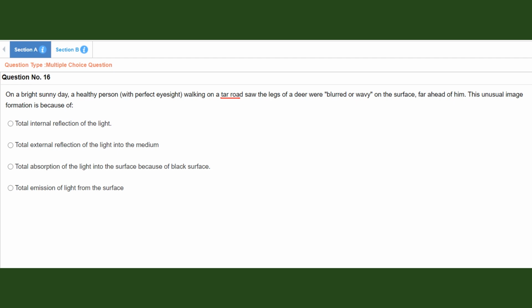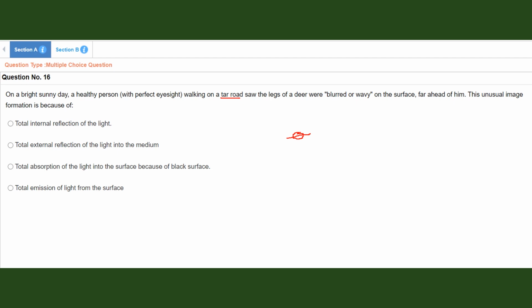Well, what happens on a bright sunny day is that this area on the road is getting all the sun rays, which makes it very hot, and the air just above it will also be affected, and it will turn comparatively more hot than the layer of air above that.